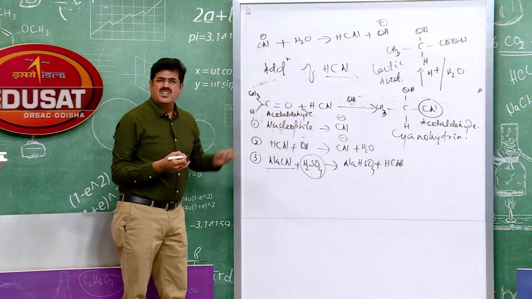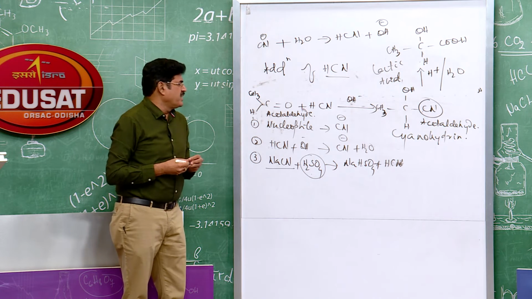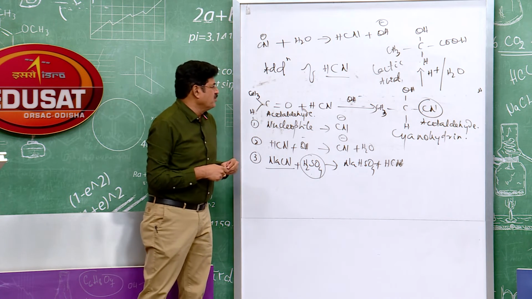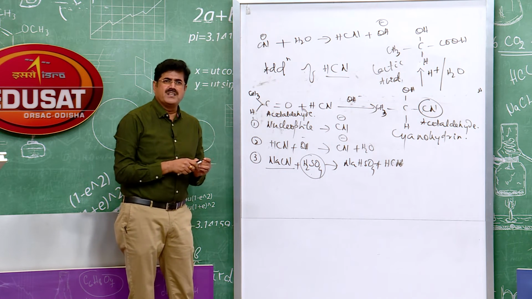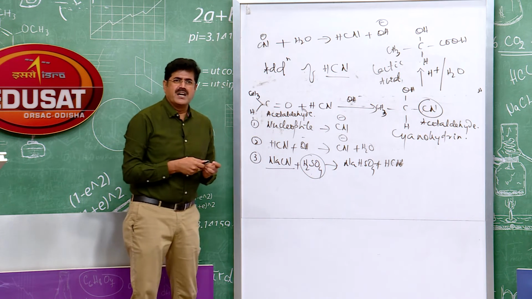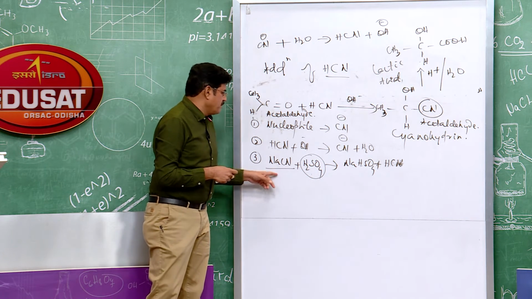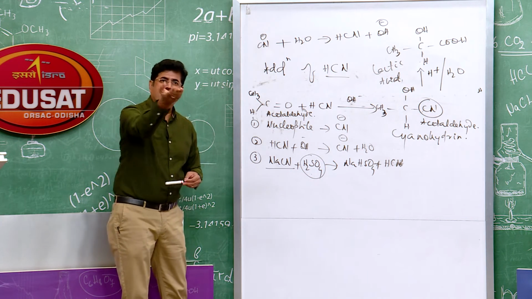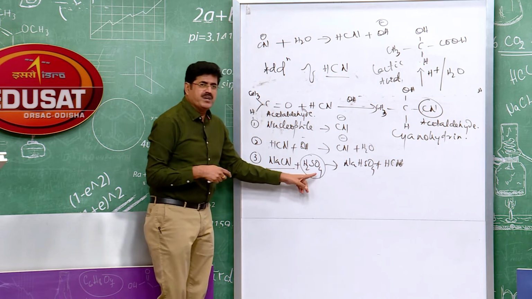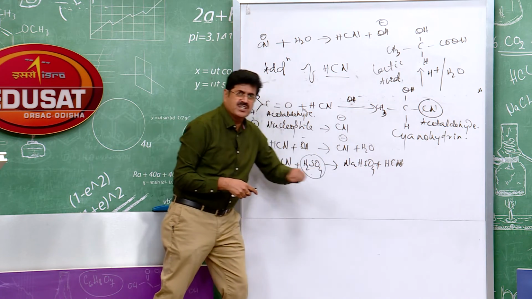See, HCN is highly toxic, so it is not possible to generate or use HCN directly. It is very dangerous to use this reaction. That is why this reaction is carried out by using a mixture of sodium cyanide and sulfuric acid. The sodium cyanide, when it reacts with sulfuric acid, gives NaHSO4 and HCN.